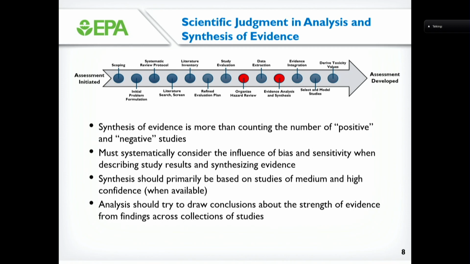confidence in those studies. So it's important to note that synthesis of evidence is not just counting the number of positive and negative studies. It should be informed by thinking about the bias, the risk of bias, or the internal validity. The sensitivity, is that study designed sensitive to detect an effect if present? It should also be, again, when possible, based on studies of medium or high confidence.